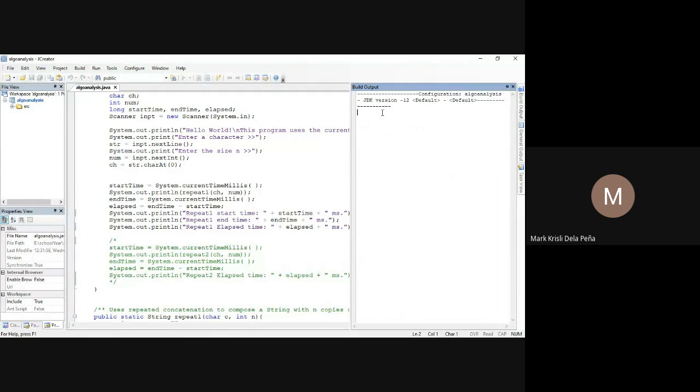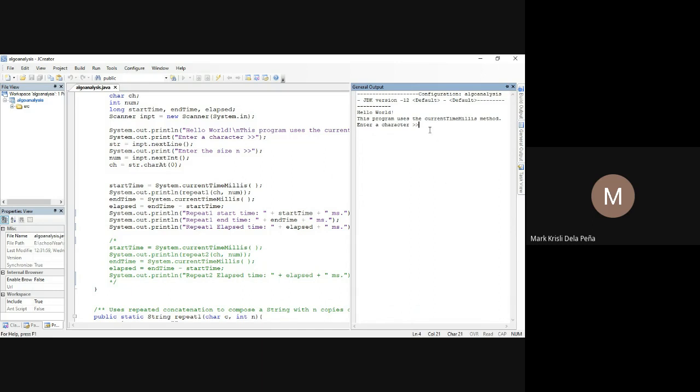Now it's still building or compiling, so we'll just have to wait until it finishes the compilation. The time that it would take for the algorithm would depend on your processor. That's another big factor of the speed, or the elapsed time.